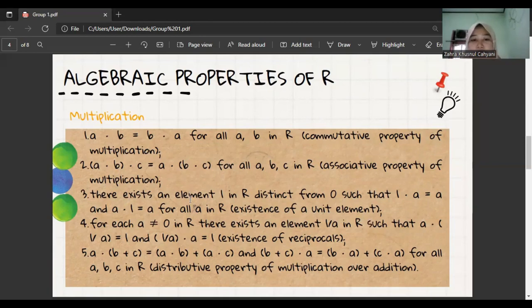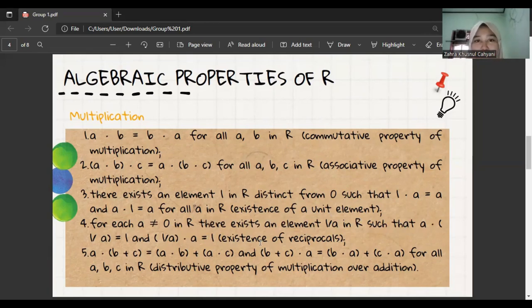There exists an element 1 in R distinct from 0 such that 1 times A equals A and A times 1 equals A. For the next property, we have the existence of a reciprocal. For each A not equal to 0 in R, there exists an element 1 over A in R such that A times parenthesis 1 over A equals 1 and parenthesis 1 over A times A equals 1.